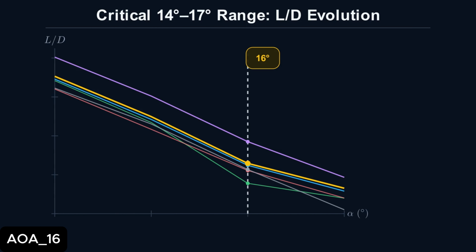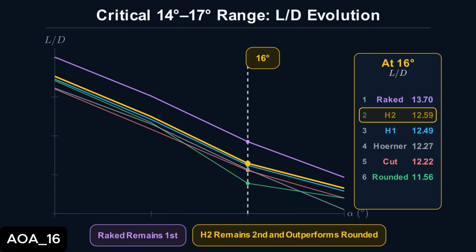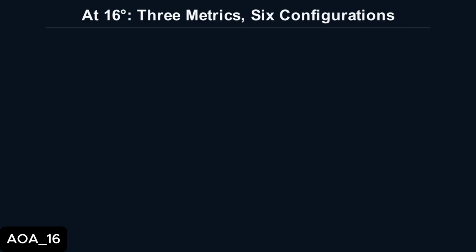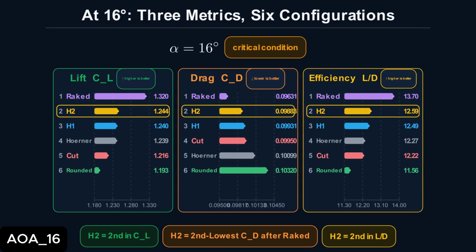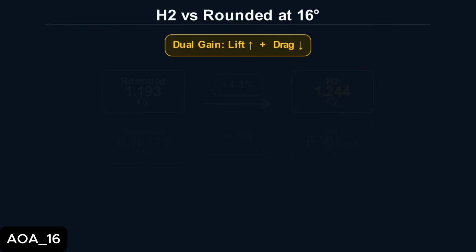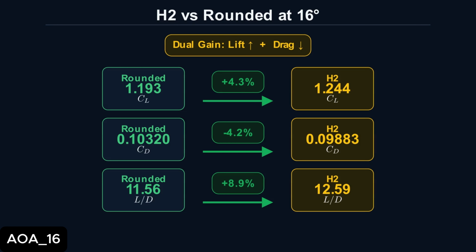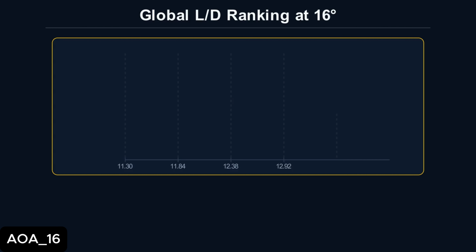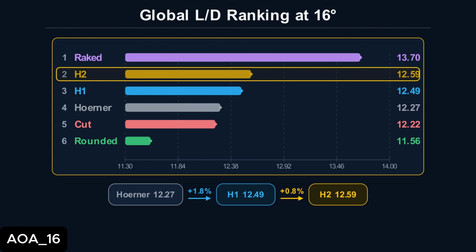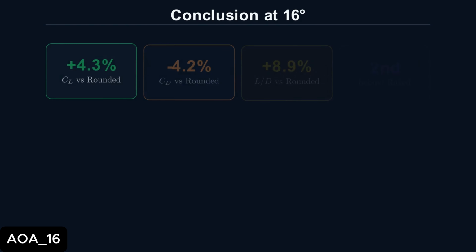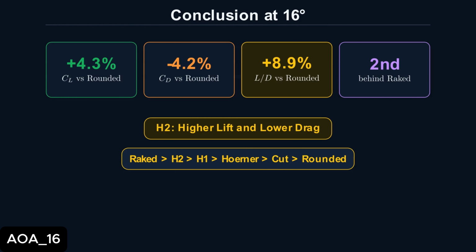At the critical 16-degree angle of attack condition, the H2 model's comprehensive performance is particularly outstanding. Compared to the rounded tip, its lift coefficient increased by about 4.3%, drag coefficient decreased by about 4.2%, and the final lift-to-drag ratio increased by 8.9%. This double lift increase and drag reduction optimization is not a simple parameter superposition, but strongly proves that the H2 geometric modification successfully improved the local flow field structure at the wingtip under high angles of attack, enabling synergy between induced drag reduction and lift potential release.